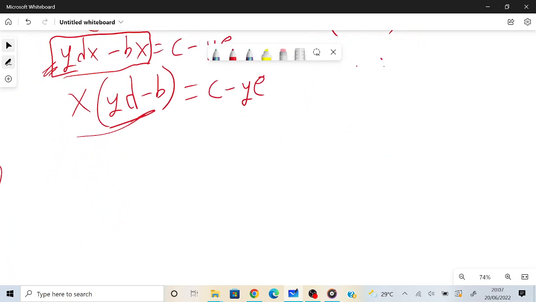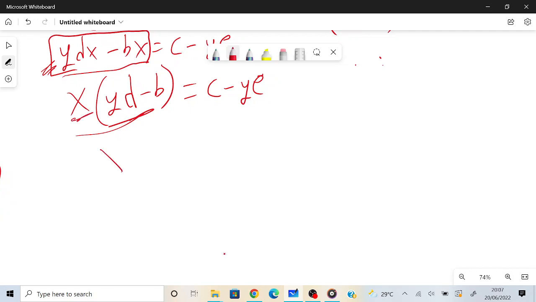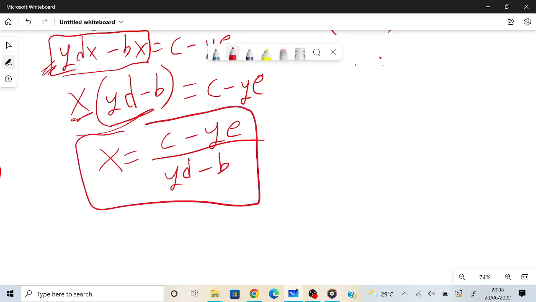Now since our x is isolated, all we have to do is x equals c minus ye divided by yd minus b, and that is your subject of the formula.